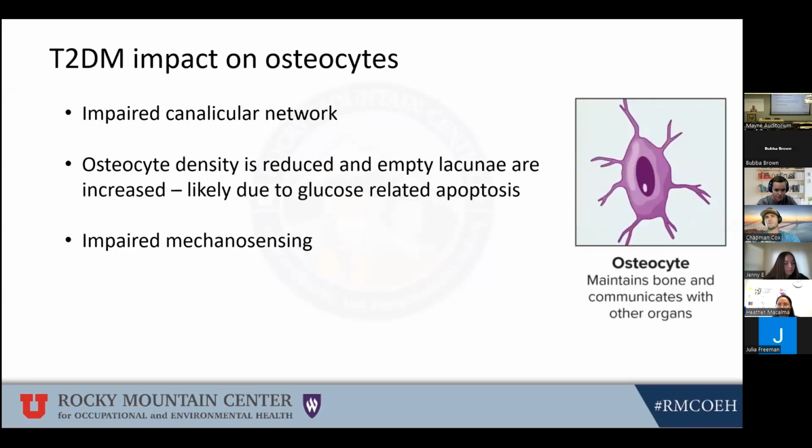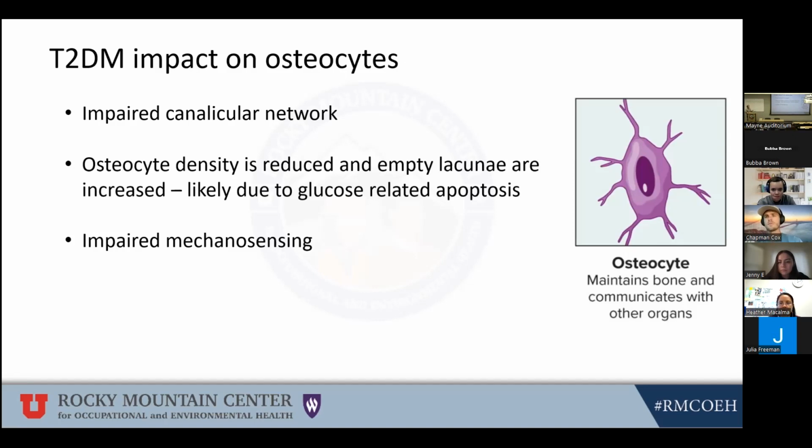Now the osteocytes. These are the old osteoblasts that got embedded in the bone matrix, and they direct the remodeling efforts. They do that through this really awesome looking network called the canalicular network, which basically looks like really dense brain tissue with lots of neurons going out. You can see that in the schematic there with all these branches. They found that type 2 diabetes impairs that canalicular network, which they use for signaling and directing remodeling. Osteocyte density is also lower; there are just fewer osteocytes in the bone, likely due to glucose-related apoptosis.